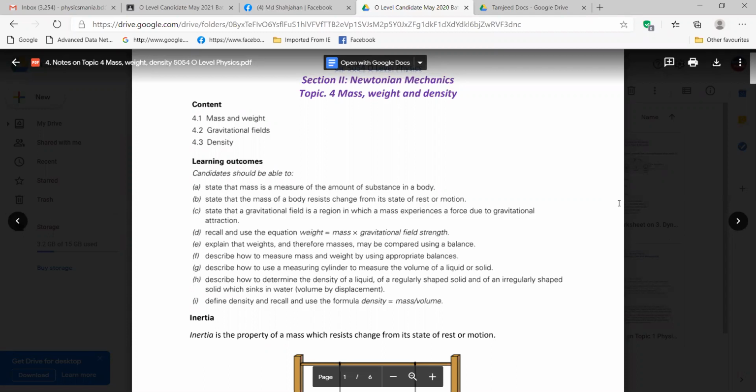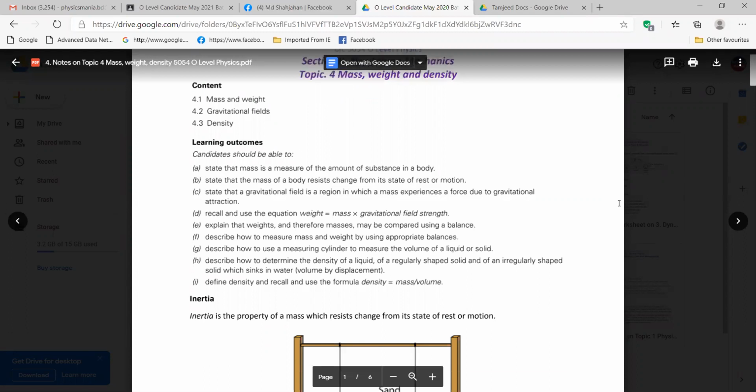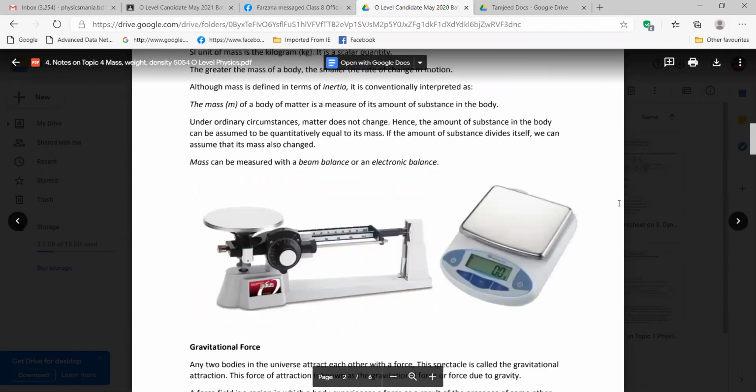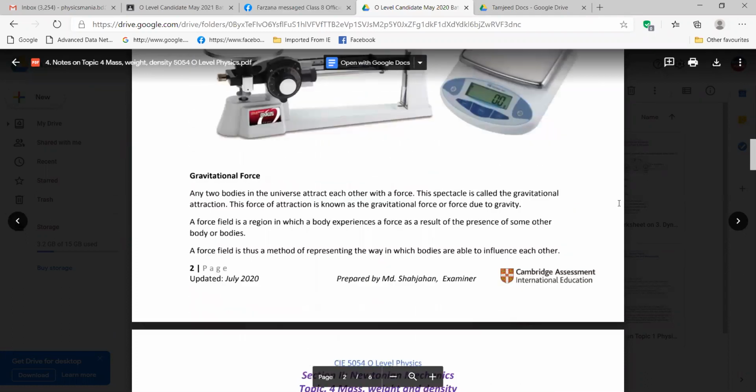First one is gravitational force. I did not understand the definition. Read. Any two bodies in the universe attract each other with a force. This spectacle is called the gravitational attraction. This force of attraction is known as gravitational force or force due to gravity.